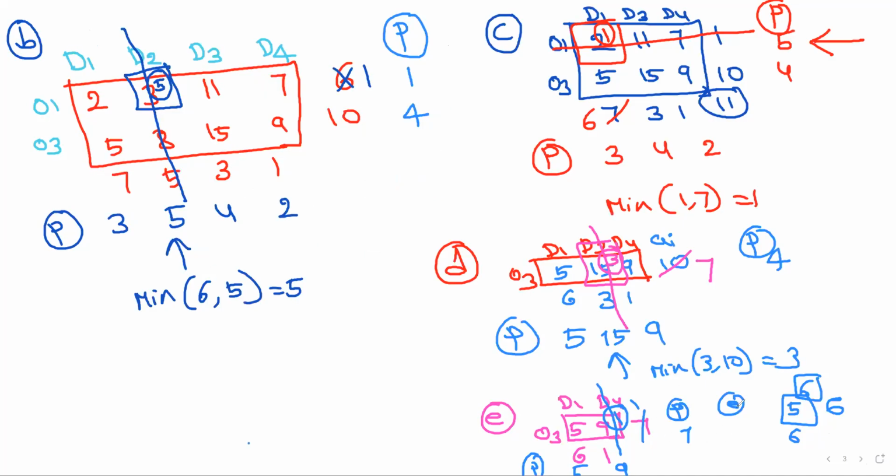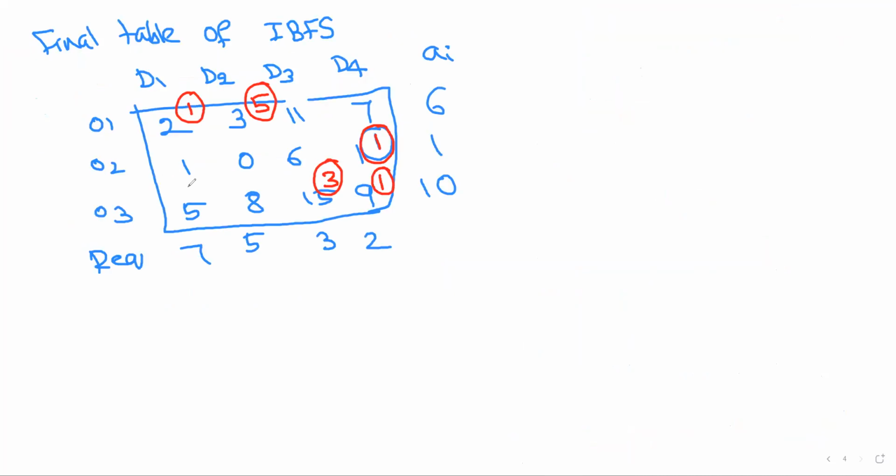Next F. O3, D1, 5 and 1 is 6 again. O3, D1, 6. If you have any doubt, check it. 1 plus 5, 6, correct. 1 is correct. 6 plus 3, 9 plus 1, 10. Okay. Column is 1 plus 6, 7. 5, 3, 2. All are correct.